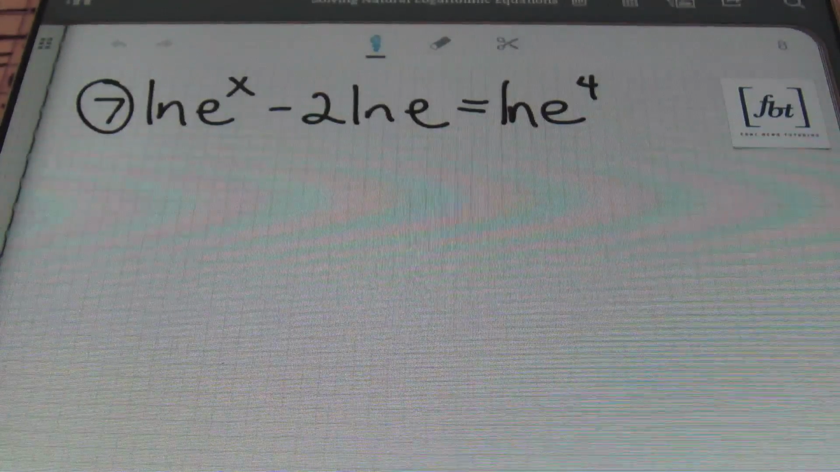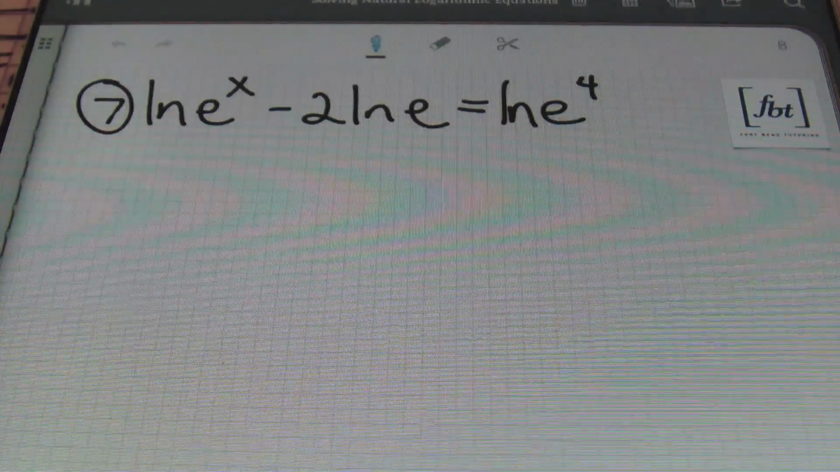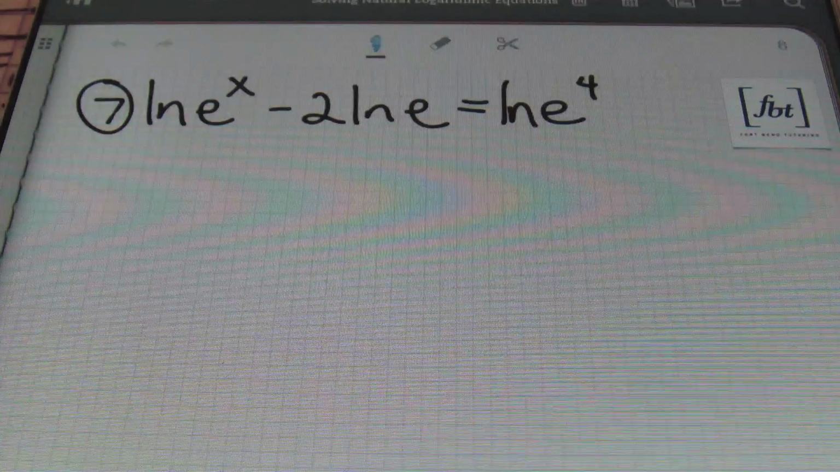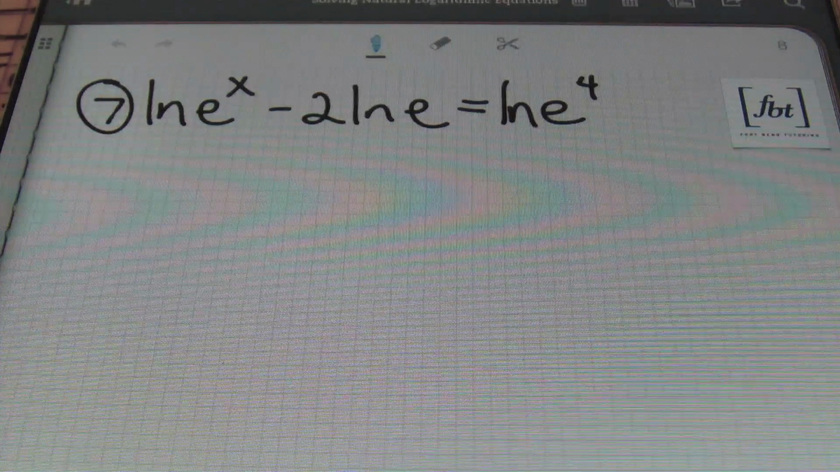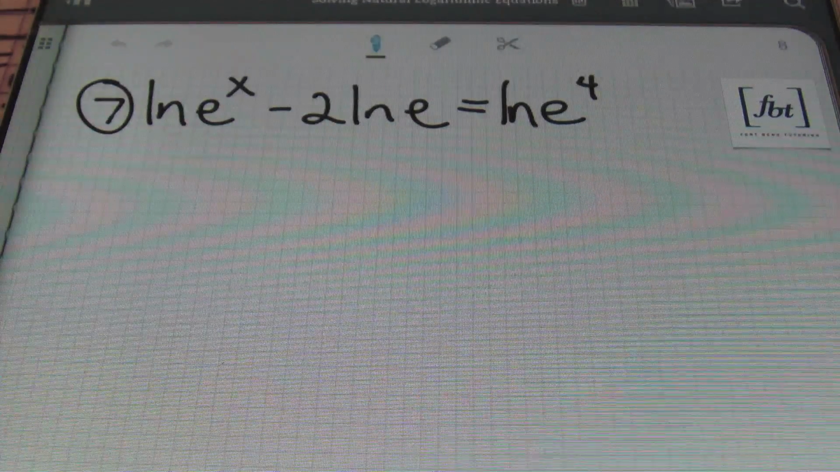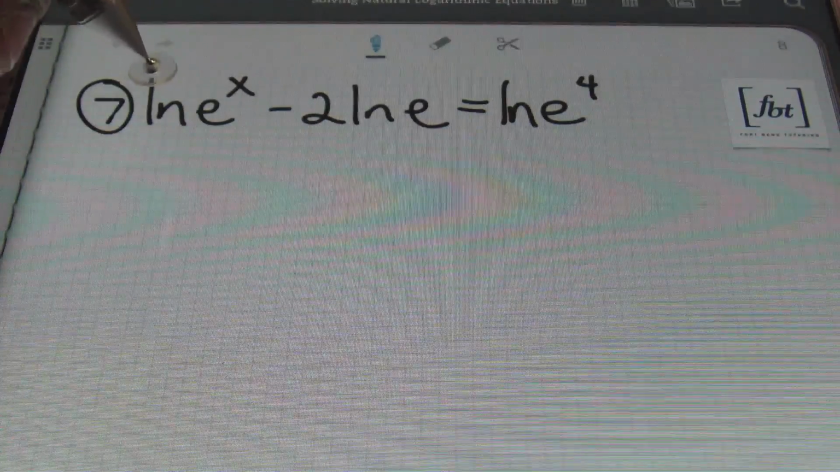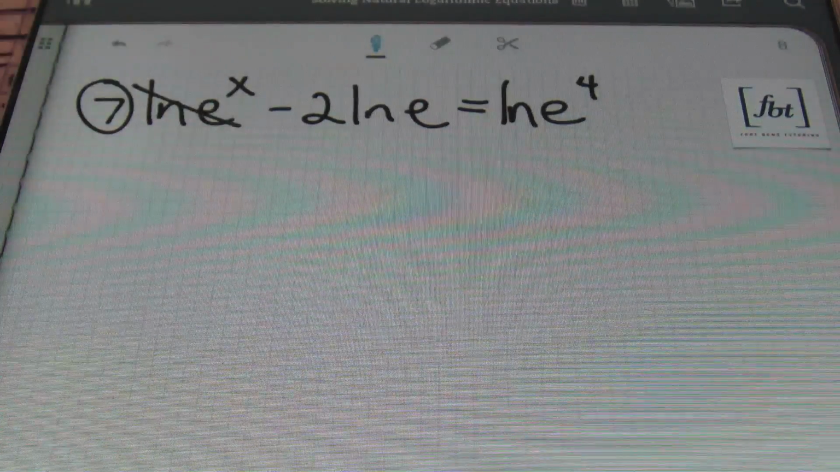Problem number 7. In problem number 7, ladies and gentlemen, we have the natural log of e to the x minus 2 times the natural log of e equals the natural log of e to the 4th power. As I told you before, ladies and gentlemen, anytime you have the natural log and e right next to one another, they'll just cancel out.